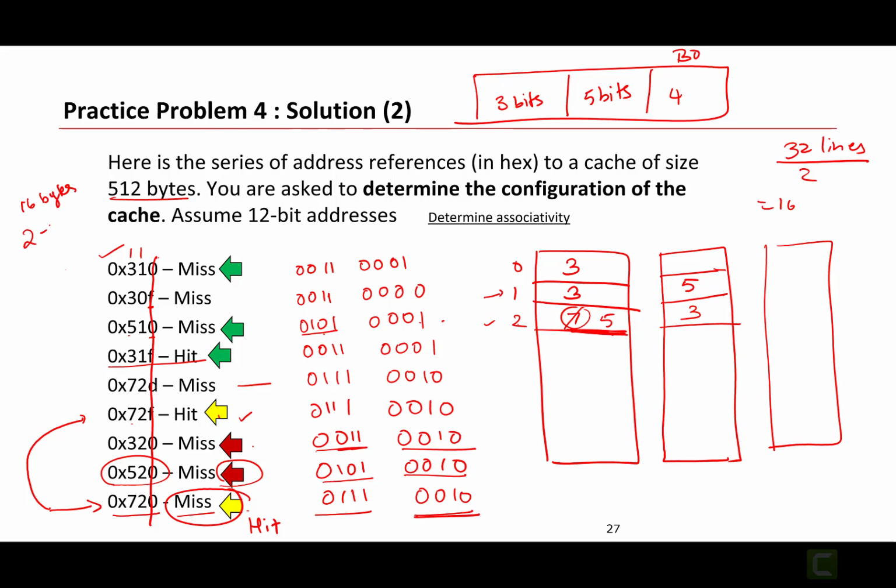So we figured out that the block size is 16 bytes and the set associativity is two-way. Given that information, we can figure out the number of sets. That is simply 16 sets, because we have 32 lines.